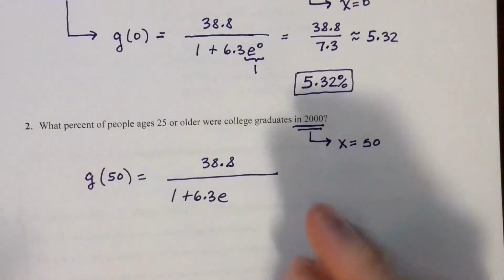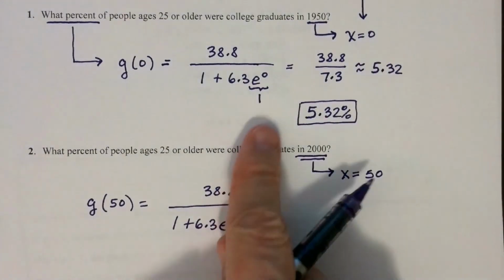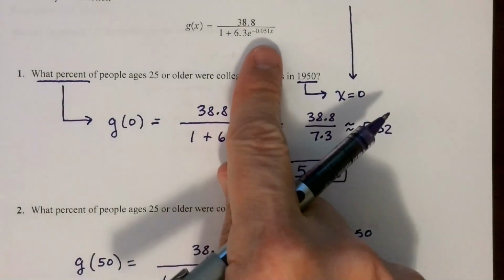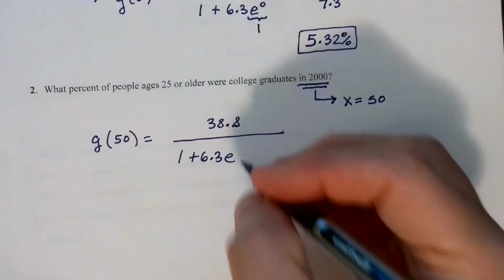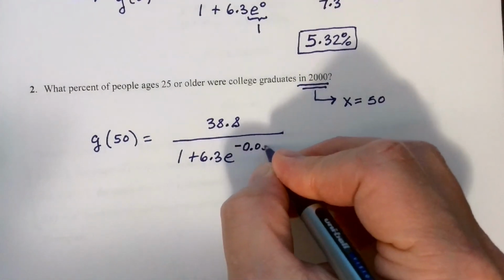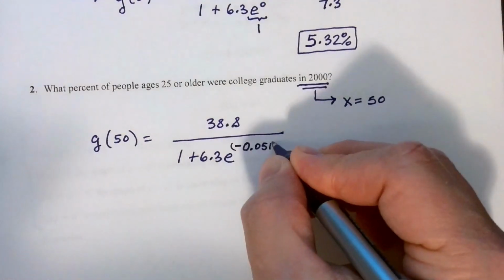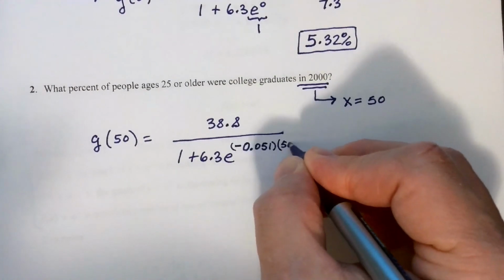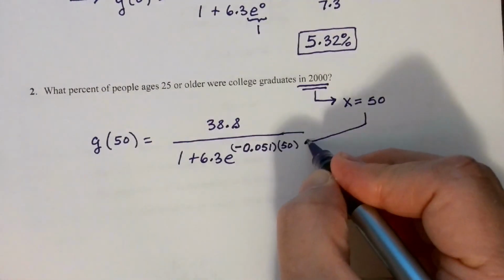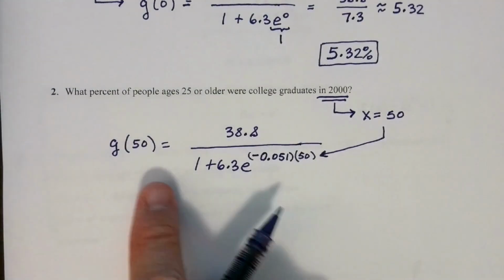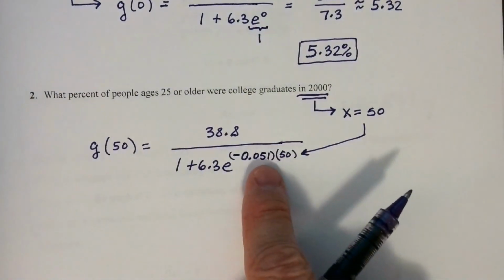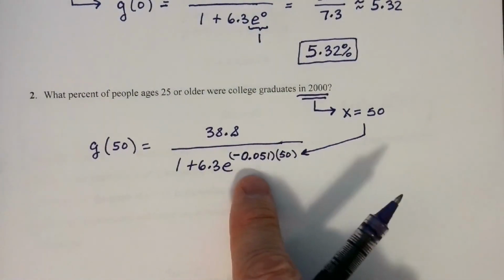6.3 e. This time I'm not going to be able to put 0, right? It's going to be e to the negative 0.051 times what? 50. Right? x goes right there. So that x goes right there as an input to this function, right? So just replace x with that value. So I've got to figure out this exponent and proceed.